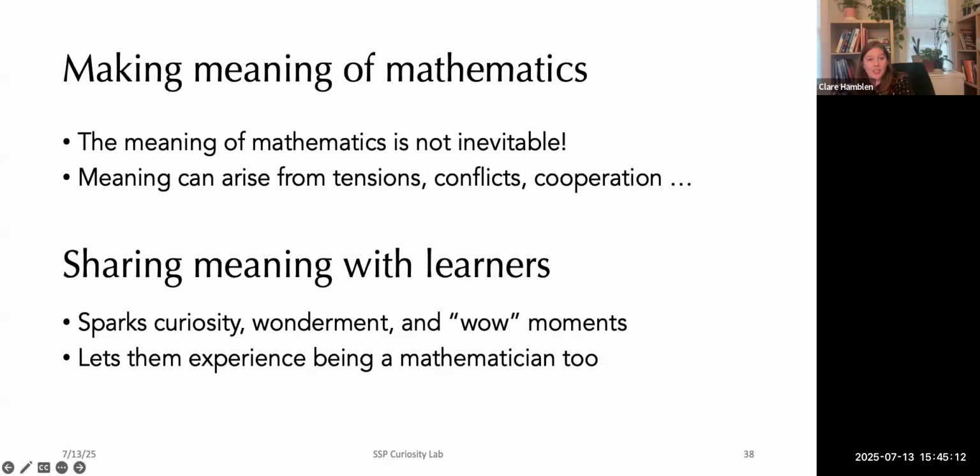Ultimately, these questions of how we make meaning of mathematics draw upon the history and the human element. The meaning of mathematics is not inevitable. Different cultures across time and place derive meaning in different ways, sometimes going further and other times retreating in comparison to other civilizations. The meaning can arise from cooperation and harmony. It can also arise from tensions and conflicts.